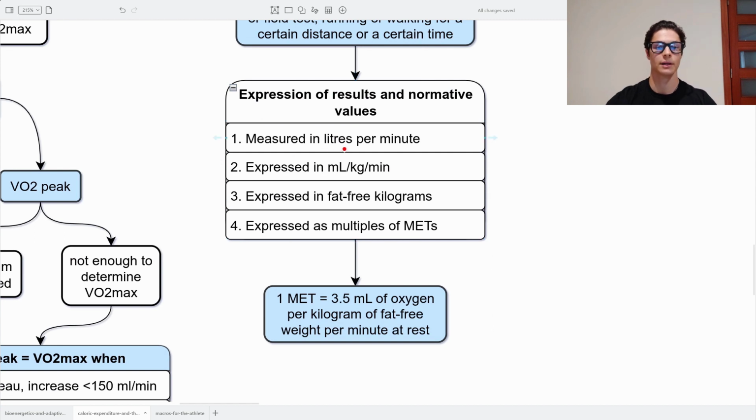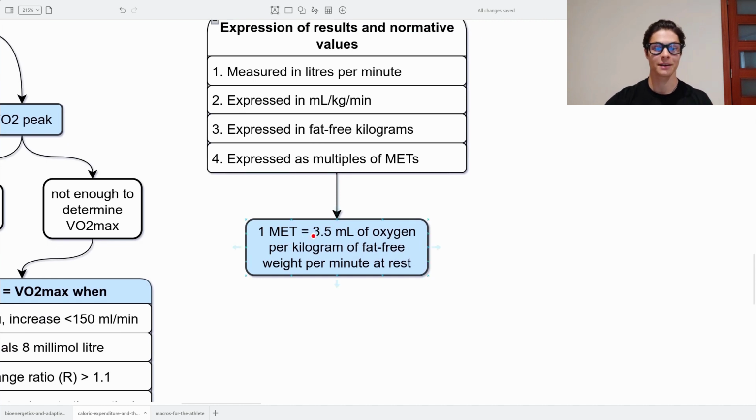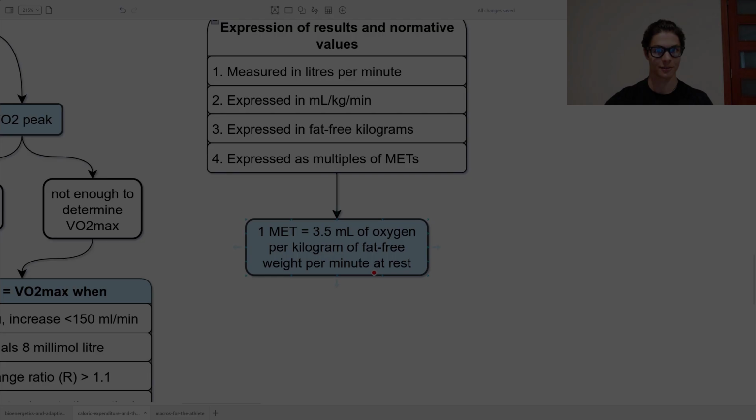They are measured in liters of oxygen per minute. They are expressed in milliliters per kilogram per minute, and also in fat-free kilograms. This is to equalize the difference between males and females, because females have more fat. And it can also be expressed as multiples of METs. Why? Because 1 MET is 3.5 milliliters of oxygen per kilogram of fat-free weight per minute at rest.